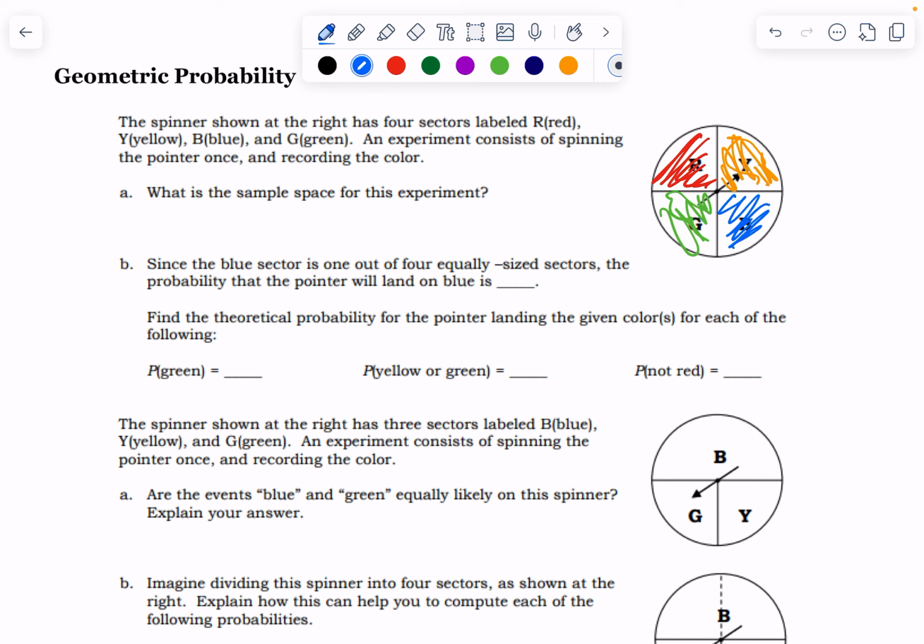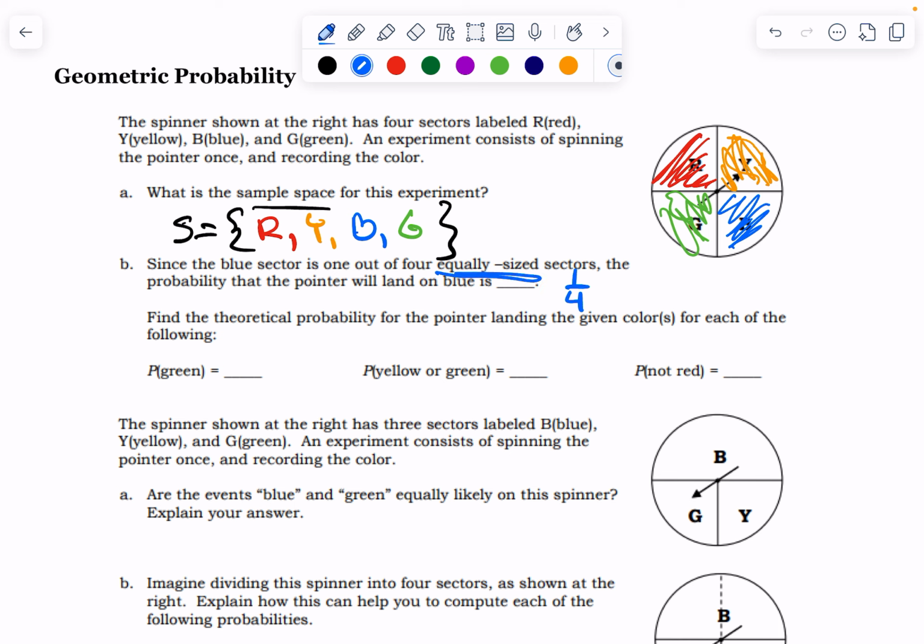Okay, so next question. What is the sample space for this experiment? Well, our sample space is going to be red, yellow, blue, and green, right? Those 4 colors. Since the blue sector is 1 out of 4 equally sized sectors, the probability that the pointer will land on blue is going to be 1/4.